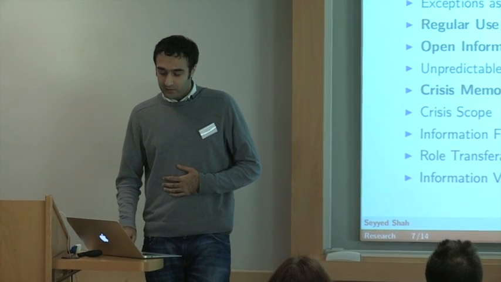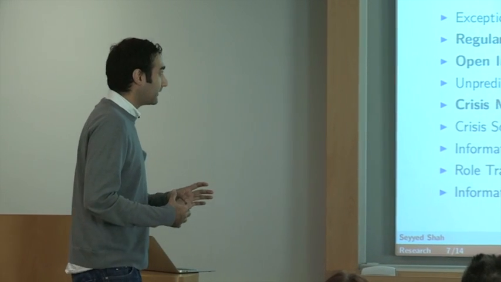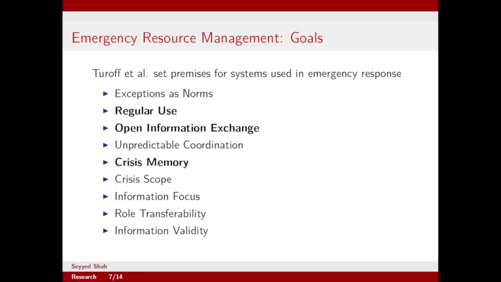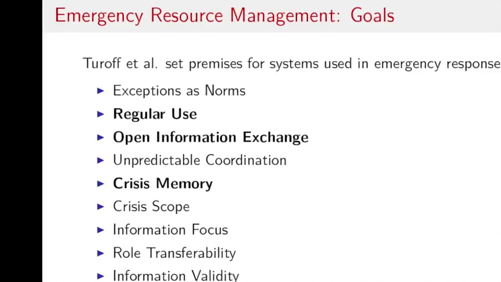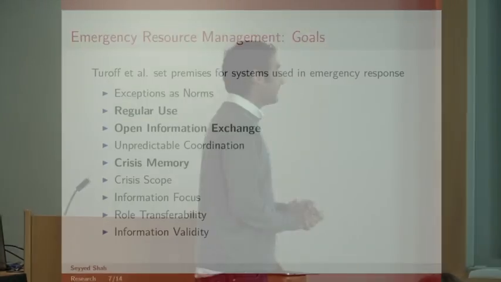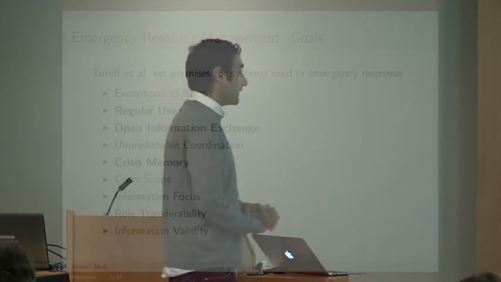Right. And some of the premises that we're looking at for emergency response systems here. Some of these are just defined as the things that you need in an emergency response system. And the ones that we focused on are in bold. So we don't try to resolve all of these issues, but we try to focus on just 3 of these, which is we want to develop a system that's going to be in regular use before the disaster, so it can be useful during the disaster. We want open information exchange, and we're going to use linked open data for that. And we want to be able to build crisis memory.